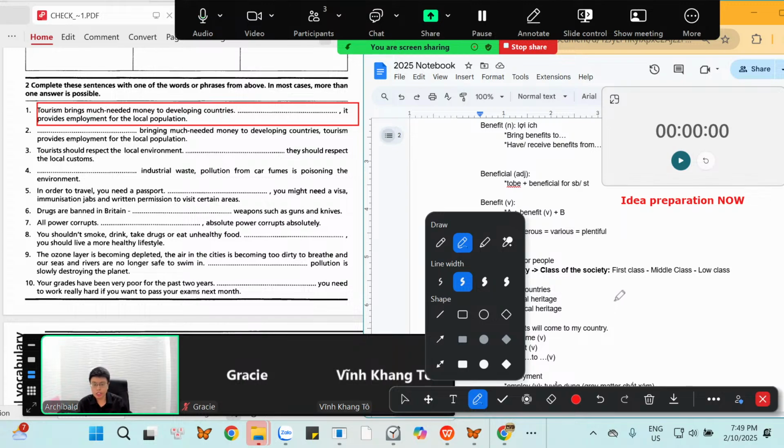You said that can be achieved. Can be achieved. That is the passive voice, right?